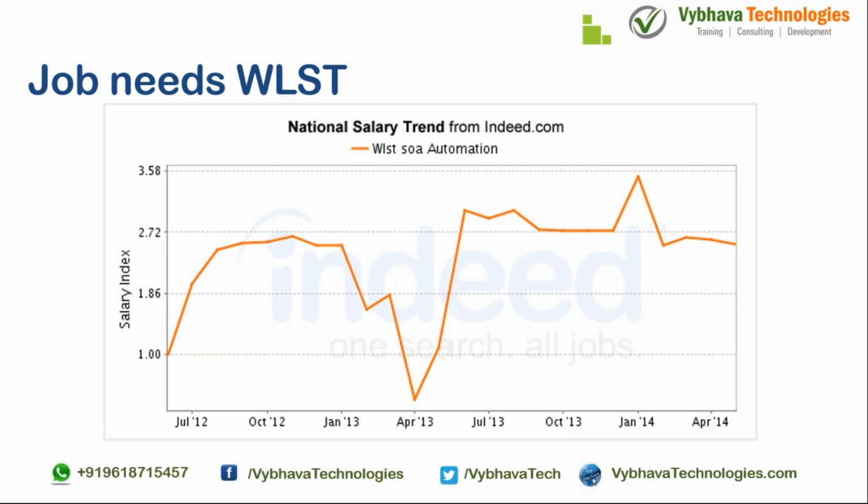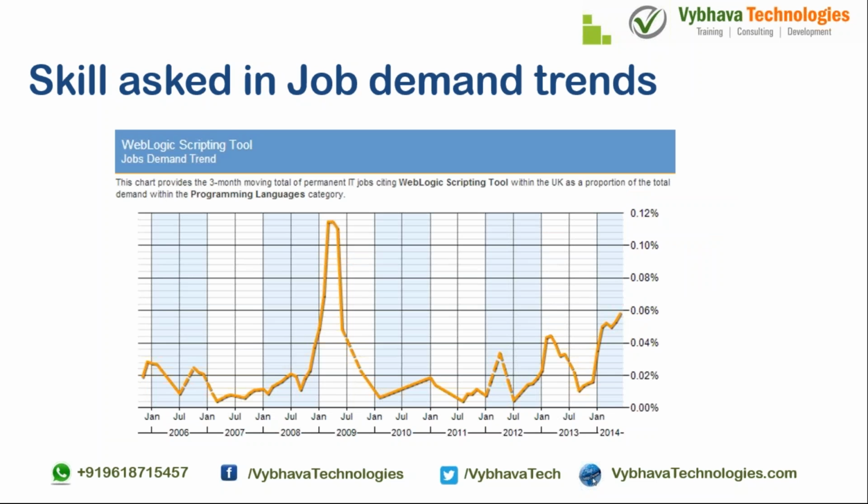WebLogic is a platform, and it is becoming infrastructure as a service on the cloud. Whenever you are going towards the cloud, everybody asks for automation first. You know shell scripting, or you know Python WLST. So these are the basic requirements in the current trend. And if you look at salary wise also, you can demand more if you have automation, or any scripting, as part of your skill set. That makes sense.